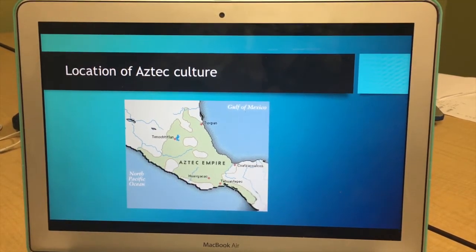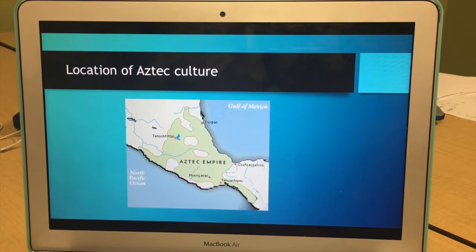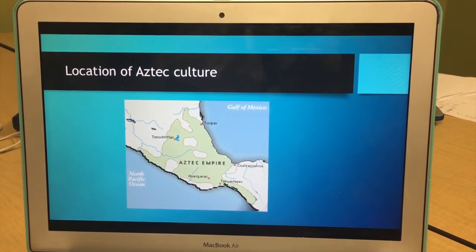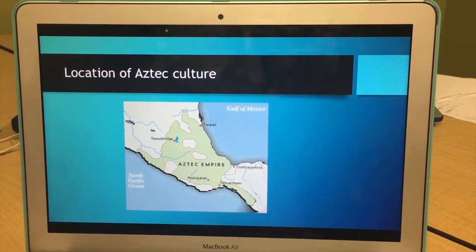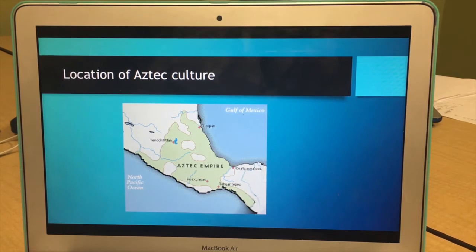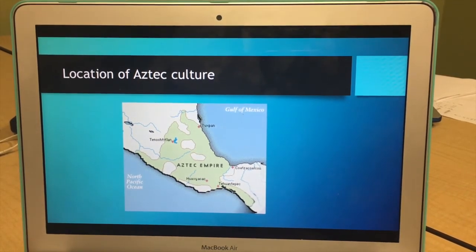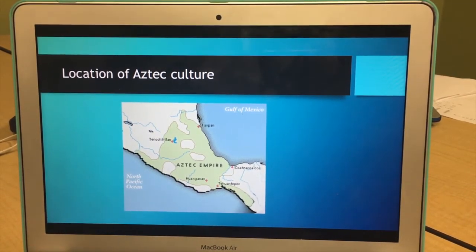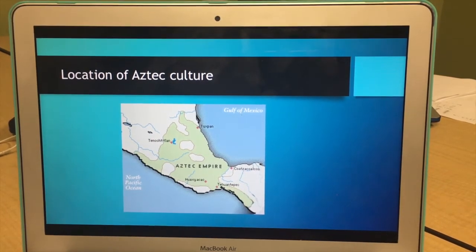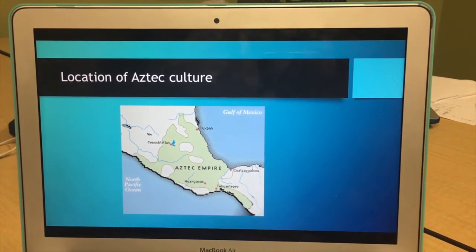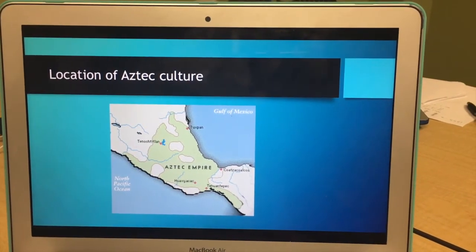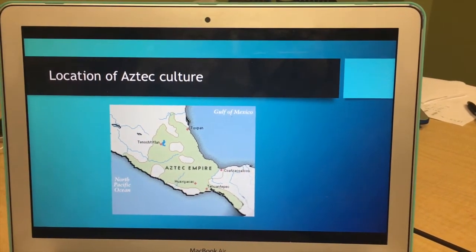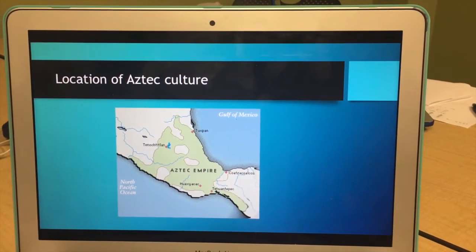So the origins of the Aztec people are unknown, but they were believed to be tribe hunters. And they settled in this area because they saw an eagle perched on a tree and they took it as a symbol of strength and decided to settle there. They started as a nomadic tribe in Mexico. They arrived in Mesoamerica in the 13th century and they ruled that empire from the 14th to the 16th century.